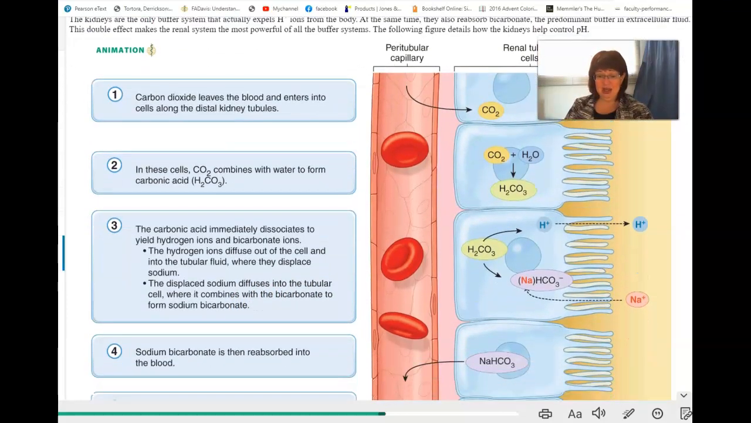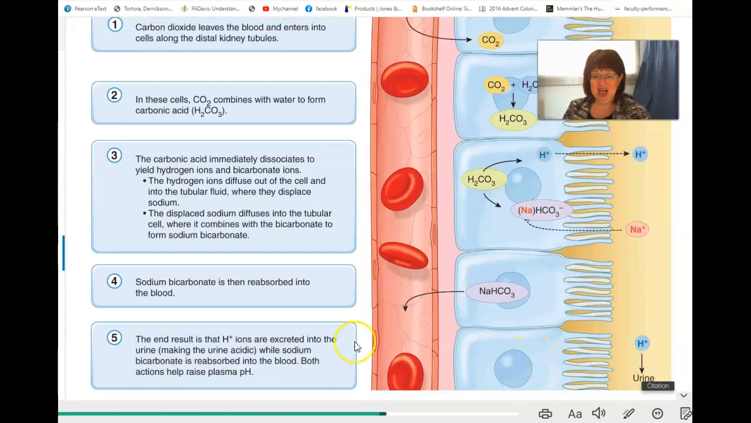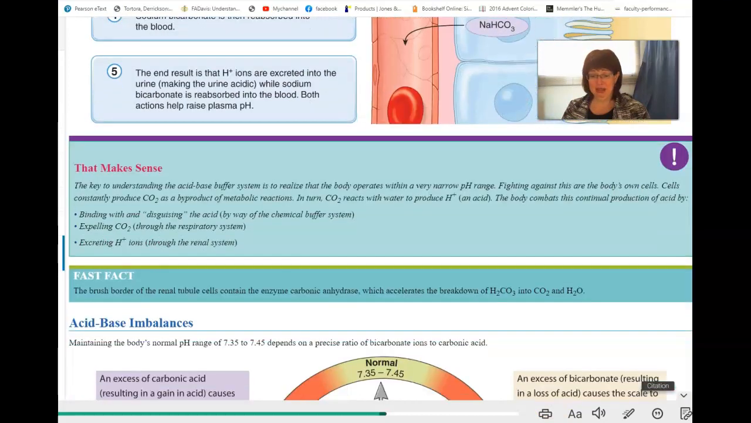So this is a good way. The sodium bicarbonate is then released into the blood, so the hydrogen gets out of the body and goes into the urine, and then the bicarbonate goes into the blood to neutralize it. In the end, the hydrogen ions are excreted into the urine while the sodium bicarbonate goes into the blood. Both actions help raise pH. Okay, so if too acidic, you move out hydrogen ions, you move in bicarbonate ions, and it balances. So that's the carbon dioxide, bicarbonate ion balance.